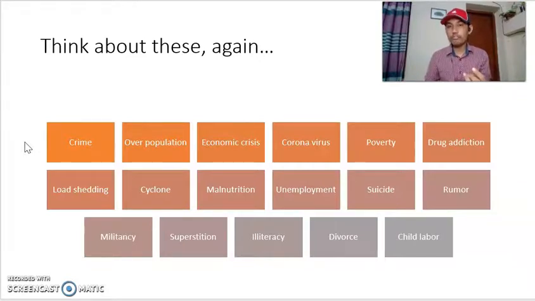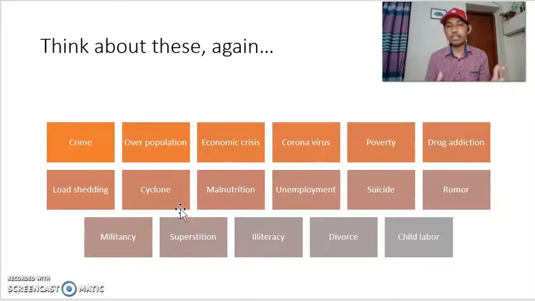So if there are strong economic measures, if the country has enough economic strength and financial support to produce more electricity, then there will be no load shedding. Even we can export electricity to the neighboring country. So load shedding does not arise from society. So it's not a social problem.